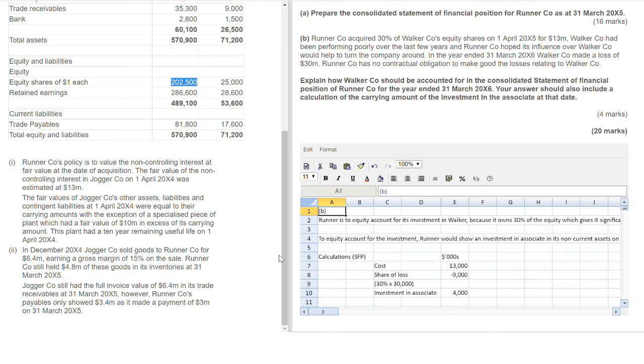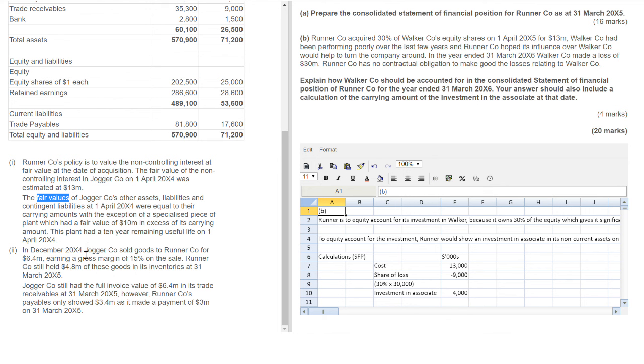Not huge amounts of additional information, but what you can see there is that in part 1, it tells me about valuing the non-controlling interest. So that's going to be important in terms of our Goodwill and NCI calculations. It also tells me something about the fair value of the assets and liabilities. So that's going to help you within your net assets working.